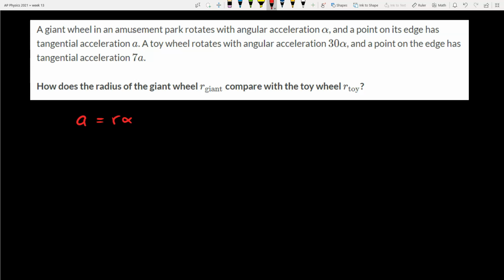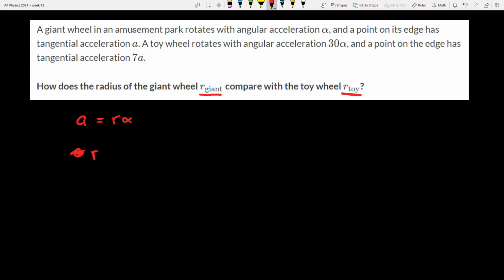So let's do this, a giant wheel. Notice in the question, how does the radius of the giant wheel, r giant, compare with the radius of the toy wheel? So we're being asked to compare radii. Let's solve this equation for radius. Let's just rearrange a little bit. So I'm going to get r alone. I'm going to divide both sides by alpha.